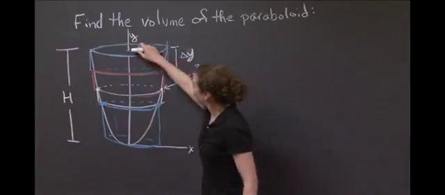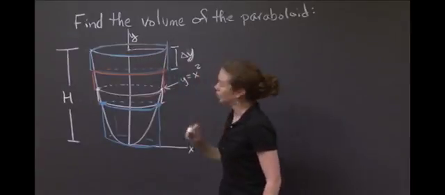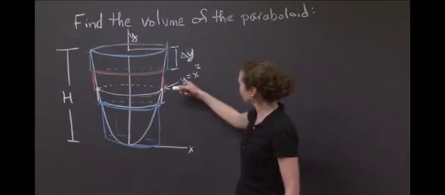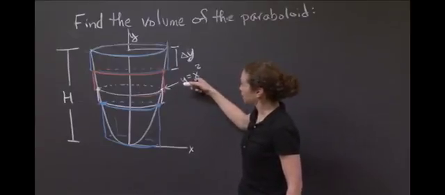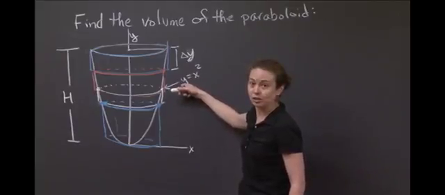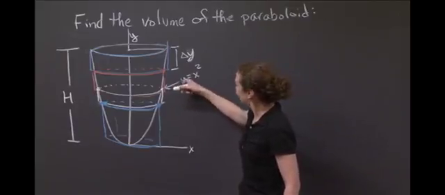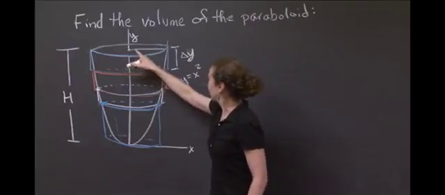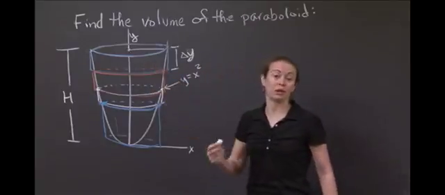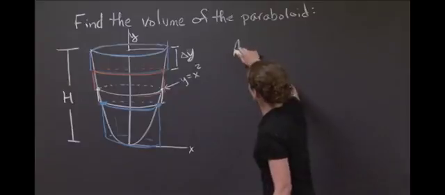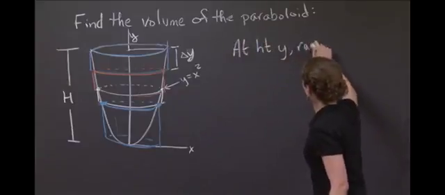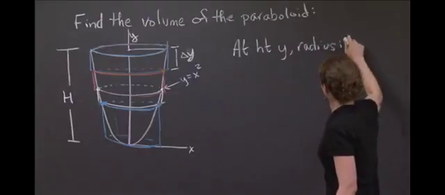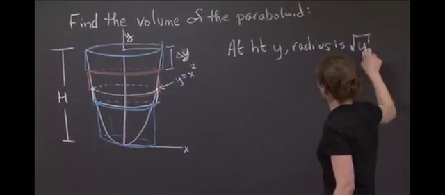And then I have to figure out the radius, right? Well, we know that at height y, the radius squared is height y, right? R squared equals h. So what I actually need is that at height y, the radius is square root y, right? So at height y, radius is the square root of y.